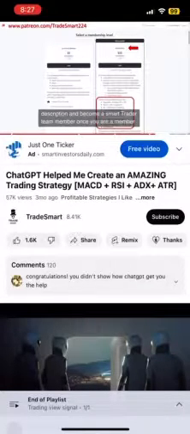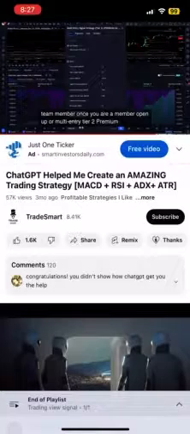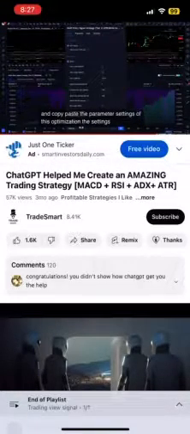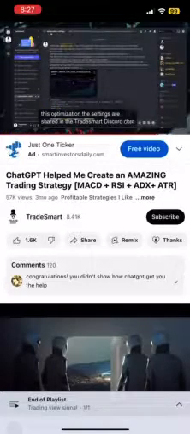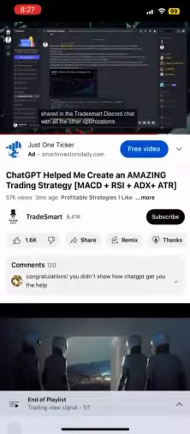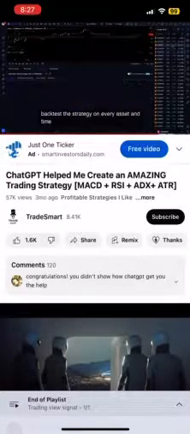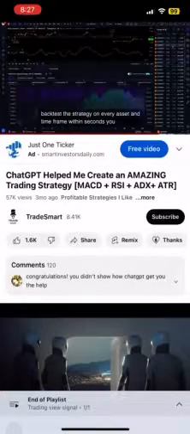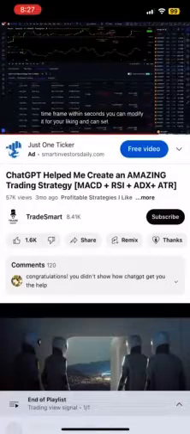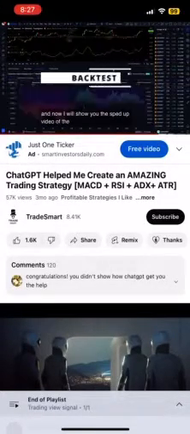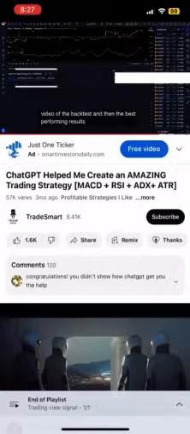Once you are a member, open up our multi-entry Tier 2 premium script and copy-paste the parameter settings of this optimization. The settings are shared in the TradeSmart Discord chat with all the other optimizations. Once you've done that, you can now backtest the strategy on every asset and time frame within seconds. You can modify it to your liking and set it up as a trading bot. And now I will show you the sped up video of the backtest and then the best performing results.